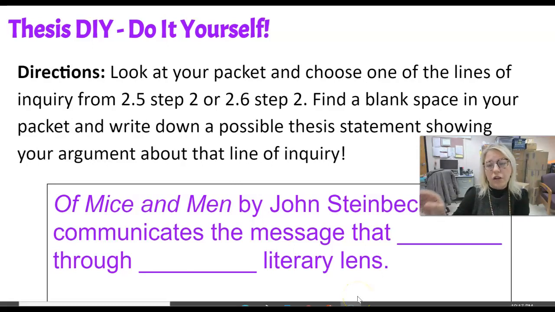And remember, for the literary lens, we looked at 3 different ones. So you're either going to write through the Marxist literary lens, through the feminist literary lens, or through the social justice literary lens.